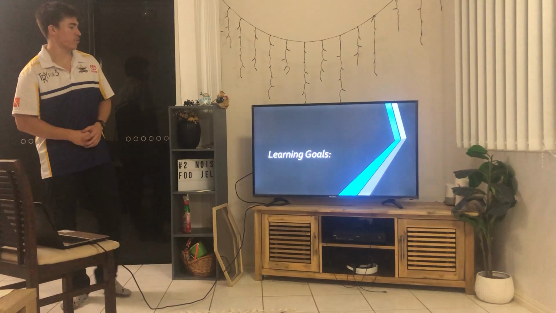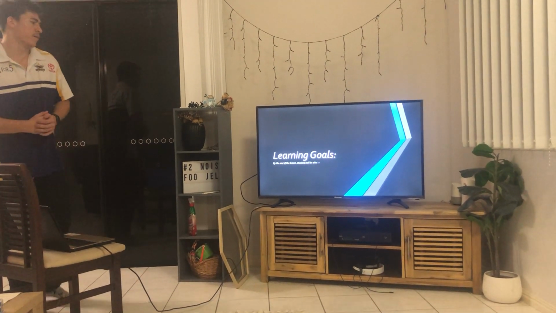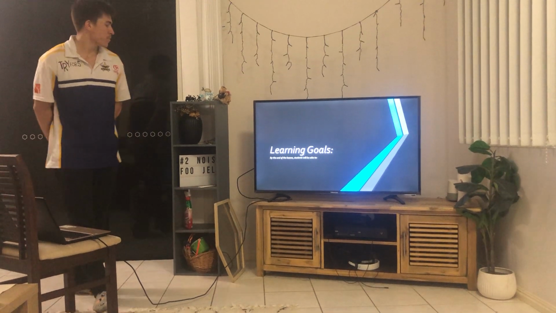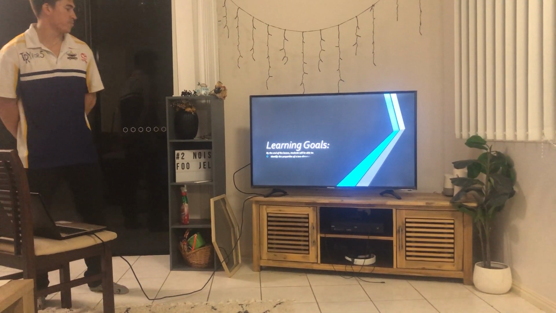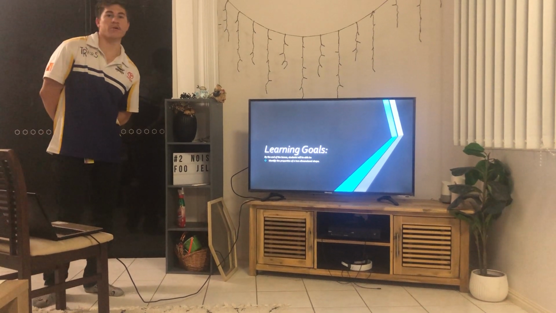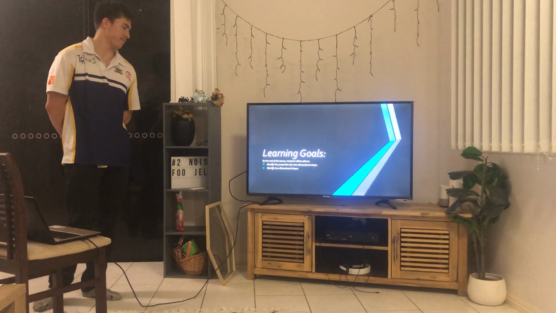Now before we begin the lesson, we'll go over our learning goals. By the end of the lesson, students will be able to identify the properties of a two-dimensional shape, and identify what a two-dimensional shape is.